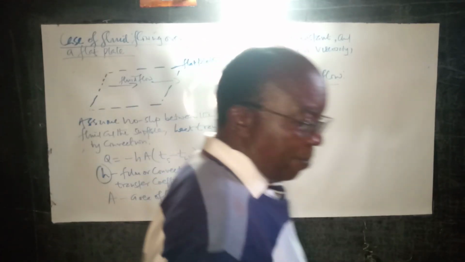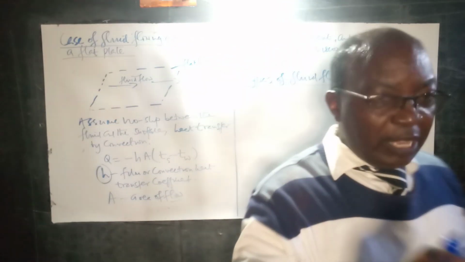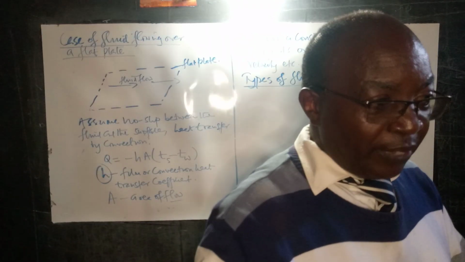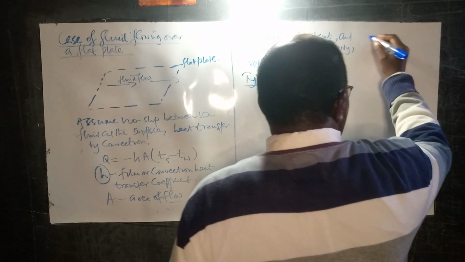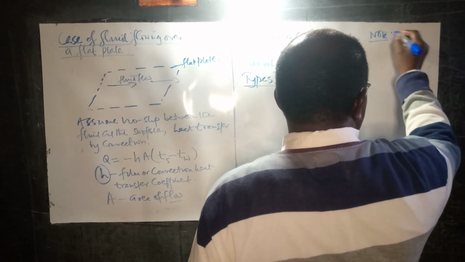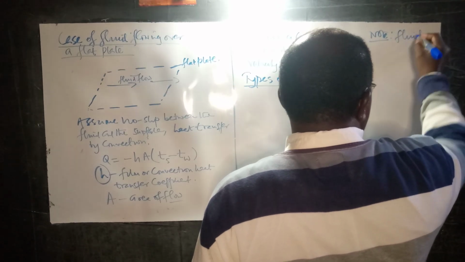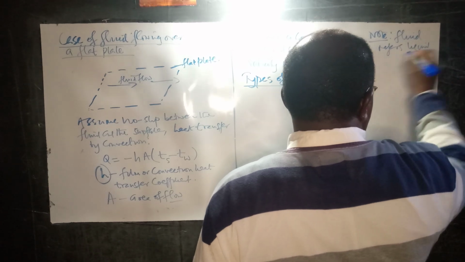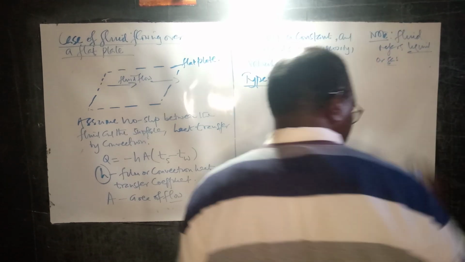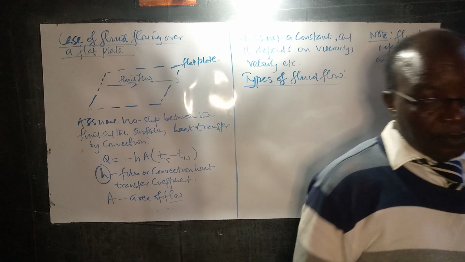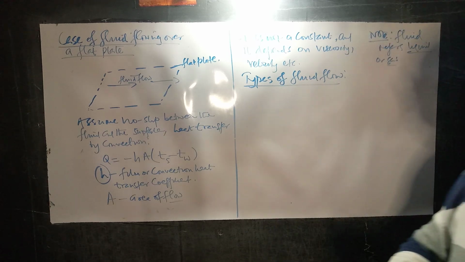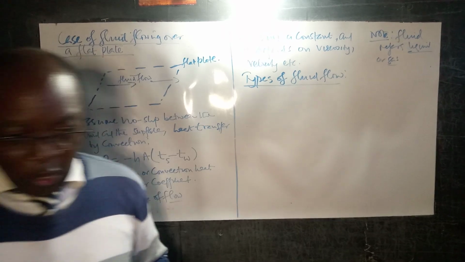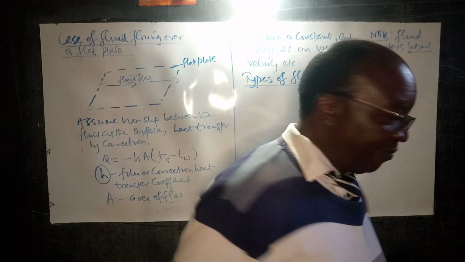And I want you to always remember, when we are talking of fluid, we are talking of liquid, we are talking of gas. Fluid represents both liquid and gas. Note that. Always remember that. Refers to liquid or gas. So, when we are talking of fluid flow, what types of fluid flow do we have? We can have what we call the laminar flow.